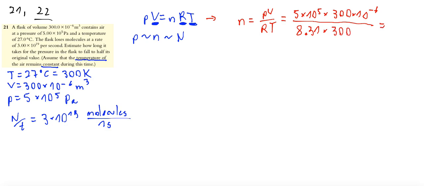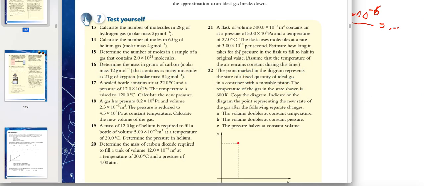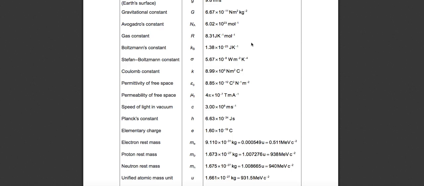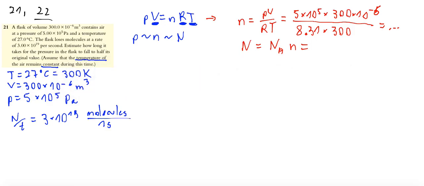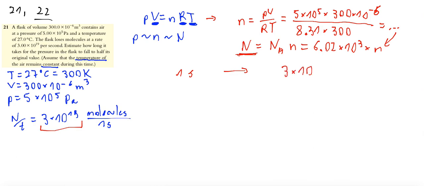Okay, so this is the number of moles at the beginning. So the number of molecules at the beginning is equal to the Avogadro constant times the number of moles, where the Avogadro constant is given in your data booklet, and is equal to 6.02 times 10 to the power of 23, times, of course, n, which was calculated here. So you know the number of molecules. Is it clear? And we know that in 1 second, the amount of molecules which escape is 3 times 10 to the power of 19.